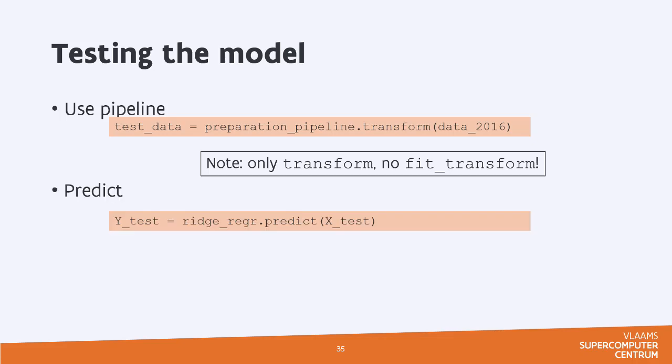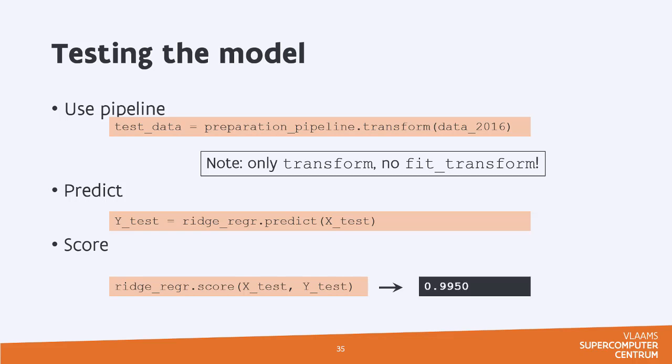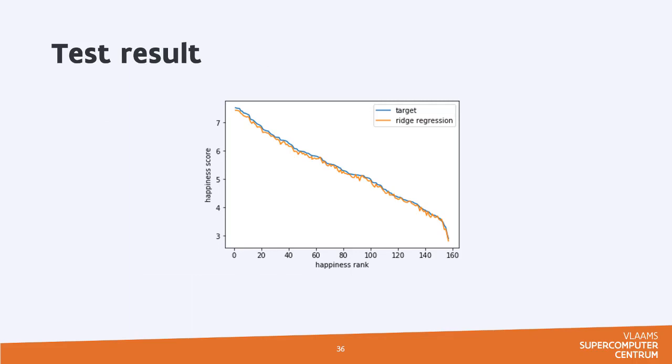Okay, so we can do prediction and we can score. That is similar to what we did before, and we get a score of 99.5%, which is very good. And if we plot the test target, which is the green line, and we superimpose the yellow line, which is the result of the ridge regression, we see that it's actually performing quite well.